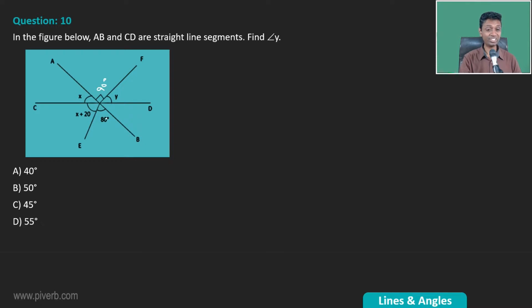Fine. So CD is a straight line. So X plus 90 plus Y equals 180 degrees. It's a straight line, so the three things should add up to 180 degrees. Brilliant. Or X plus Y should be 90 degrees.